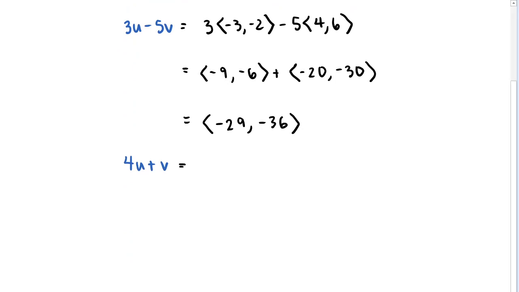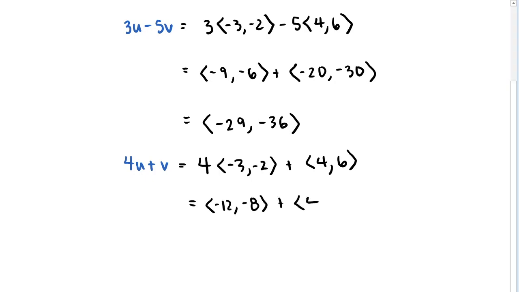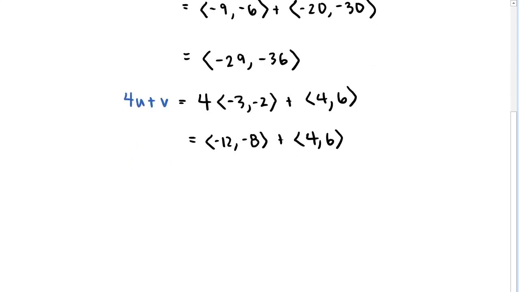And so this is equal to taking 4 sets of my u vector, -3 comma -2, and adding it with 1 set of my v vector, that's 4 comma 6. And so 4 sets of my u vector, that's -12 comma -8. And 1 set of my v vector is again just 4 comma 6. Adding these two quantities together, we add the horizontal components to get -8. We add the vertical components to get, what is this? This is -2. This is our vector. Our vector comes from the combination of u and v, 4u plus v.